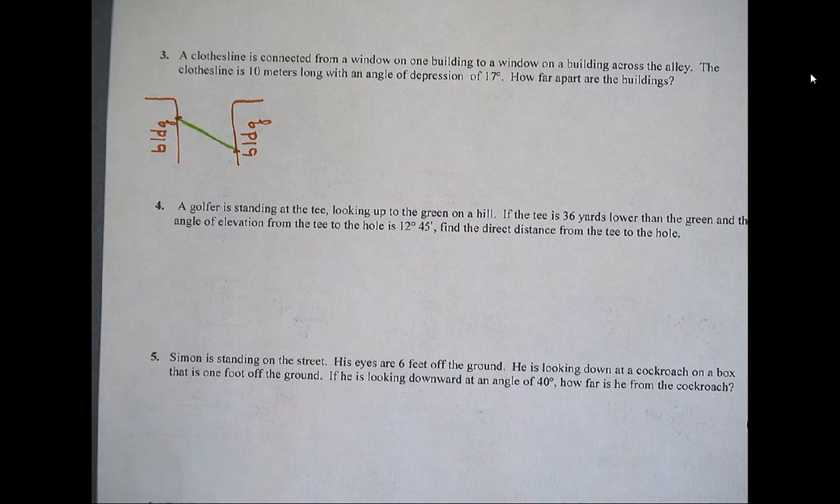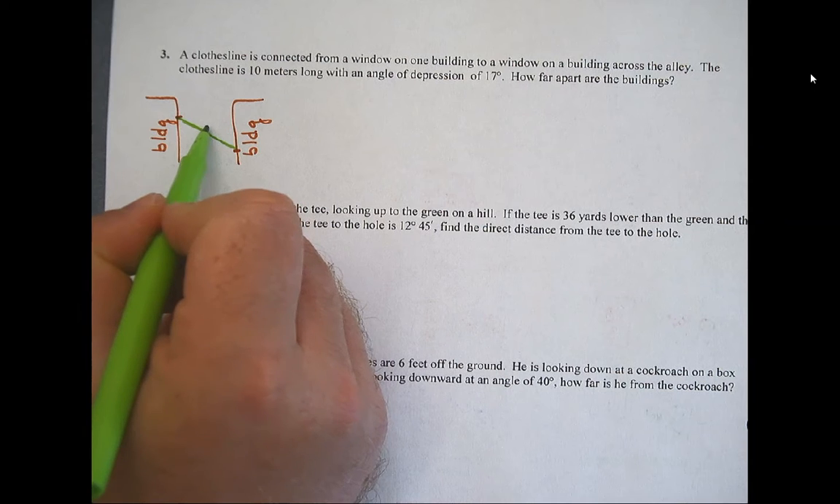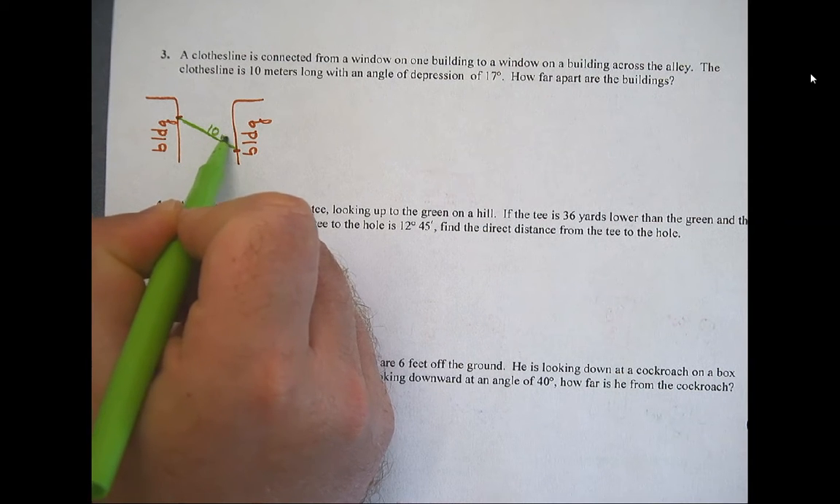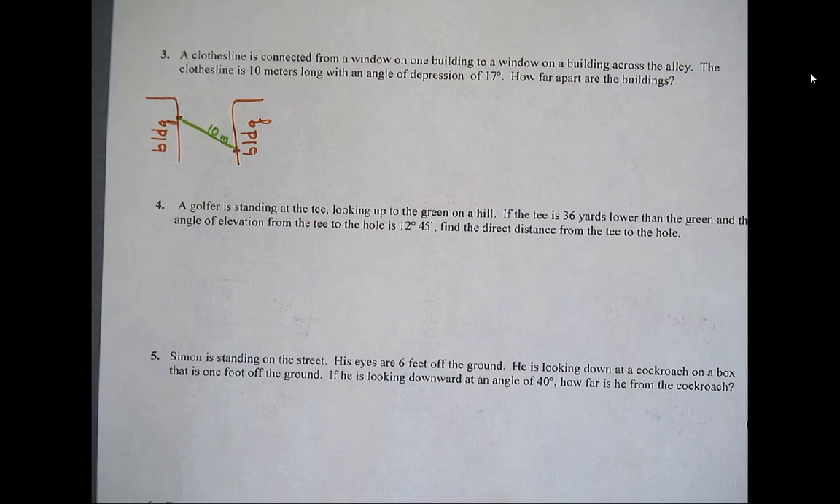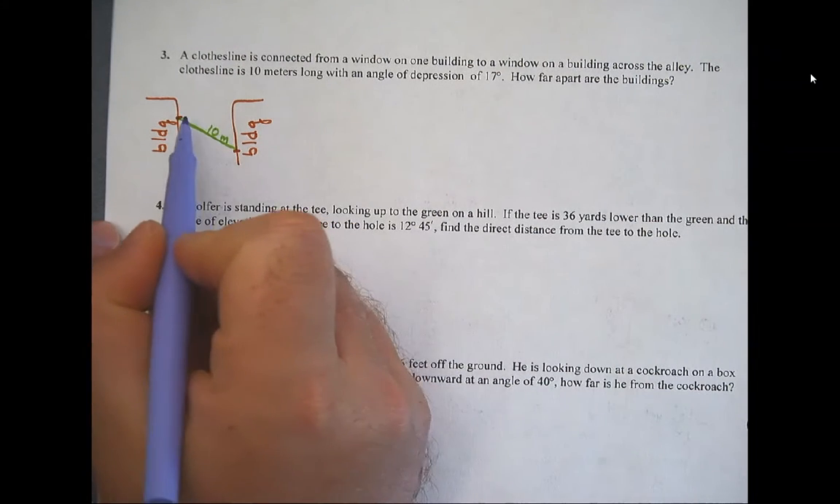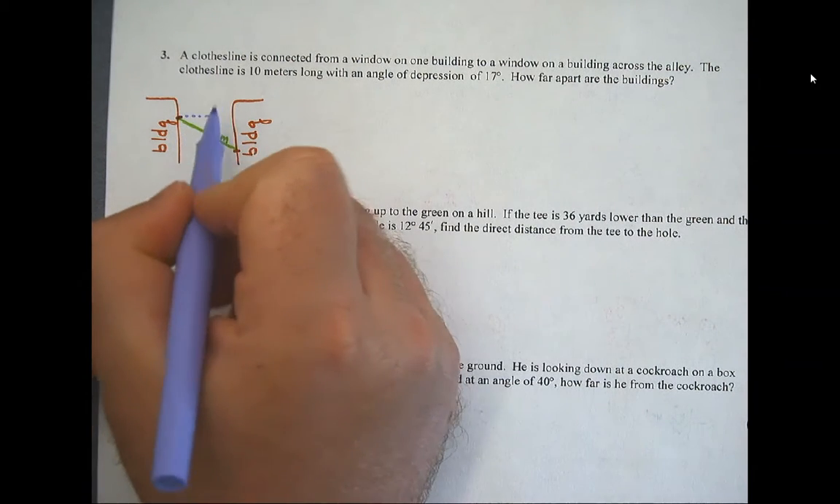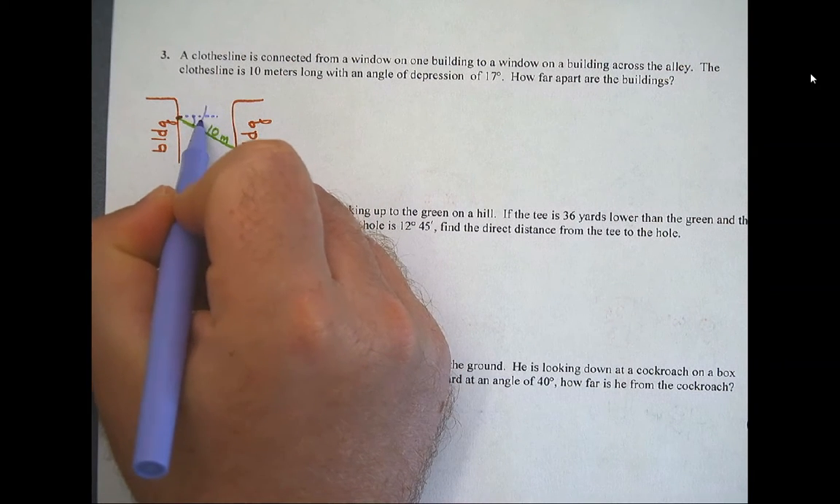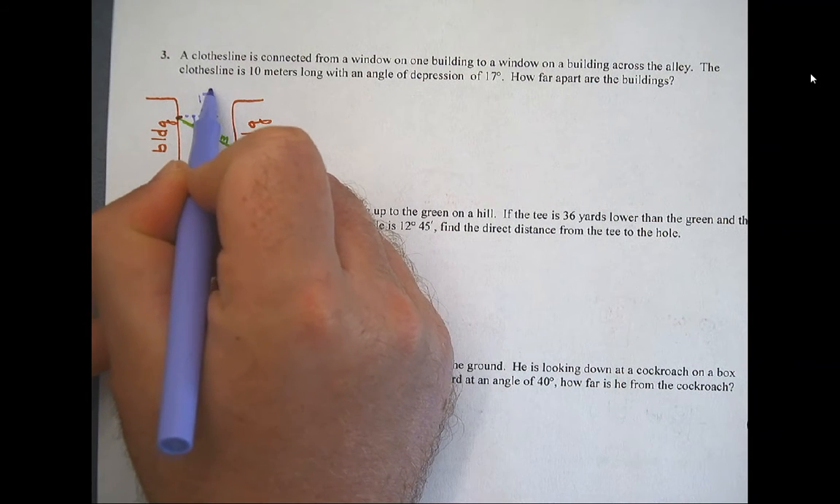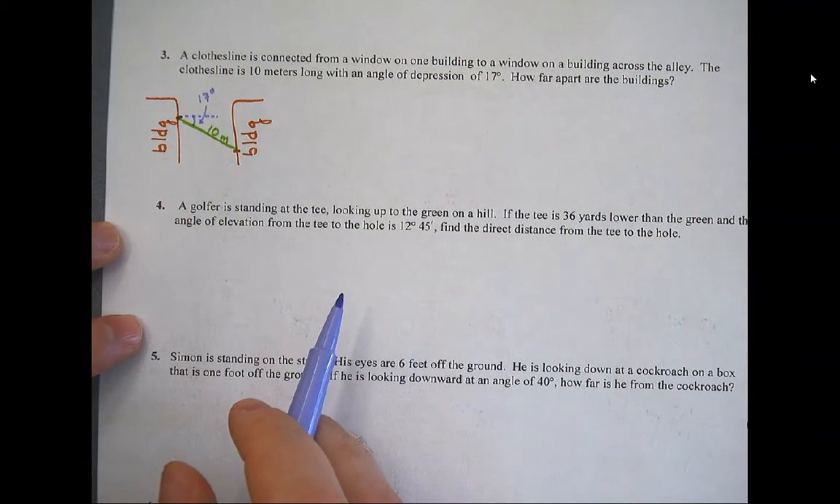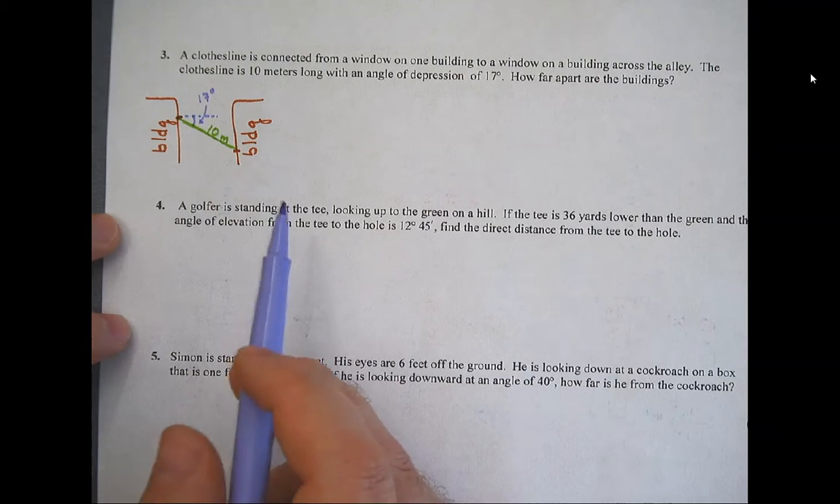Now I can start to add some numbers. First of all, we know the clothesline is 10 meters long, so I can add that. That's 10 meters. They also say that we have the angle of depression of the clothesline. Now remember, angle of depression, you always have to look forward and then rotate down. This 17 degrees is the angle of depression.